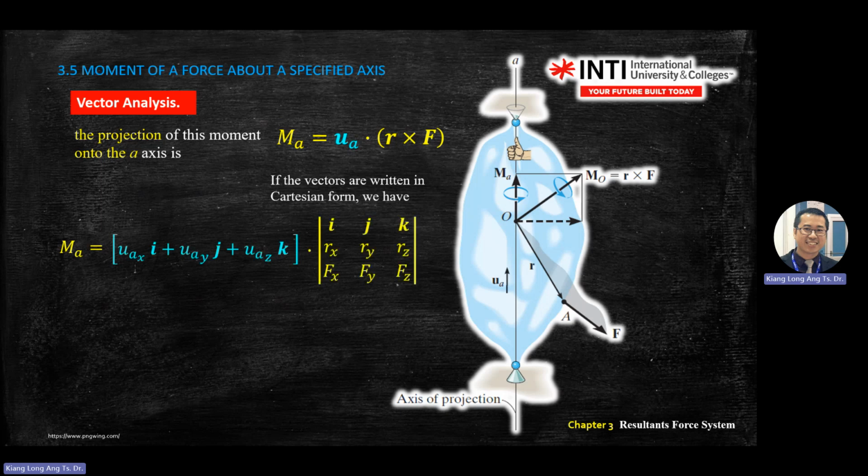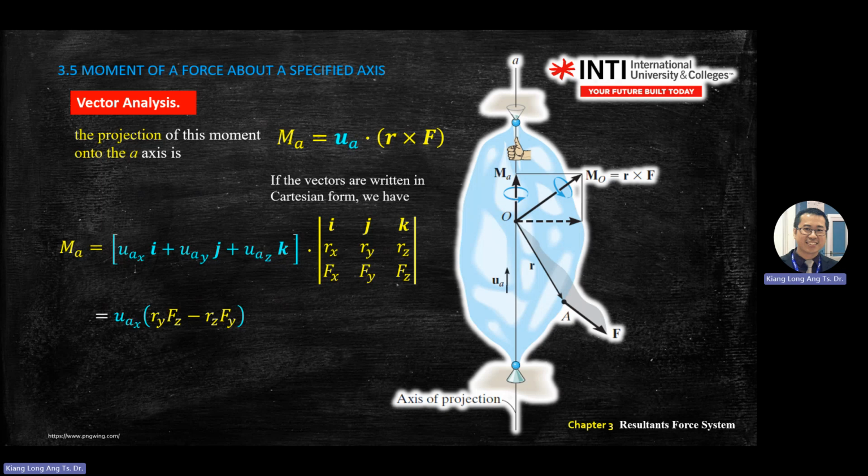So if you want to write moment A with this formula, MA equals unit direction UA dot bracket R cross F. You write in vector form, UA has IJK components, UAX, UAY, UAZ. Dot R cross F, this one you're already expert at, so you convert the cross product into matrix form, IJK, R and F, and you do multiplication. Then you group IJK one more time. I dot I, you get 1.